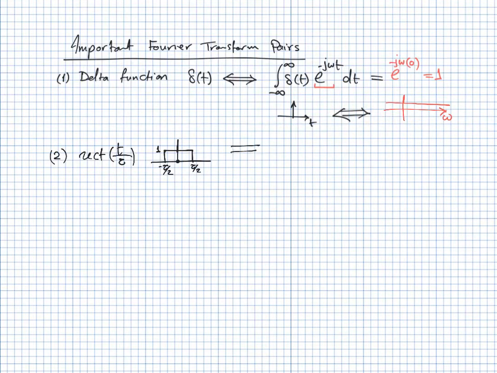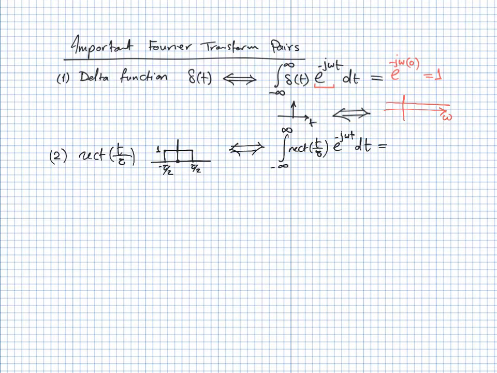So what's going to be the Fourier transform of this? This one is easy to calculate, but it's a little bit involved, so you have to do further calculations. Let's look at it. It's the integral from minus infinity to infinity of this rectangle function, rect of t over tau, multiplied by e to the minus j omega t, dt. And this is equal to what?